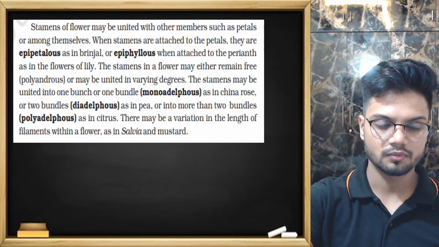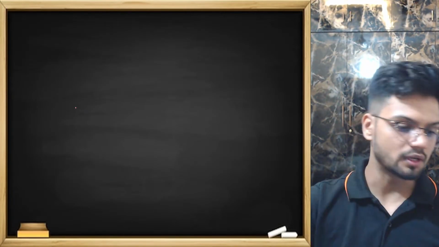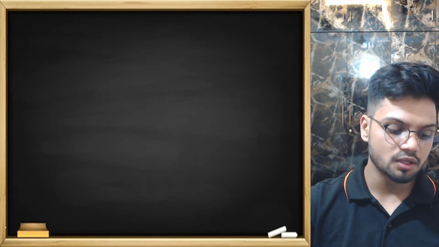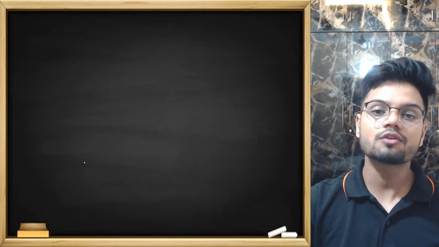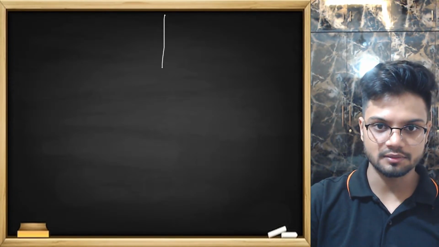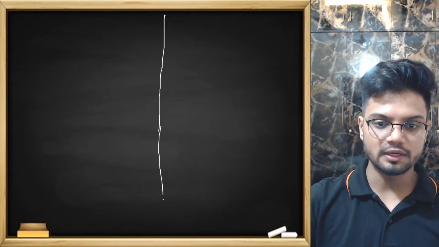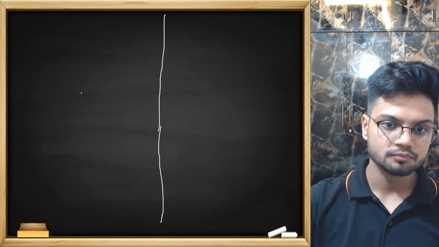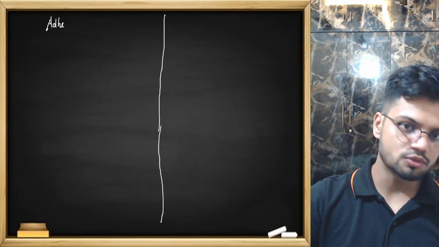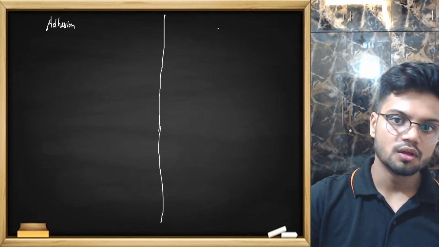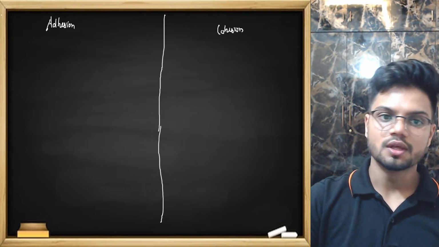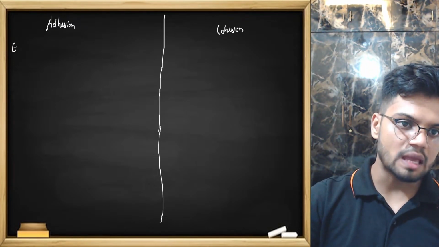Okay. Now, students, understand the new concept here. I'll teach you all something called fusion of stamens, or fusion of filaments, or fusion of anthers. It can be broadly classified into two different categories. The first one is called adhesion. The second one is called cohesion. Now, what is happening in adhesion and cohesion? In adhesion, there is something called epipetalous condition.